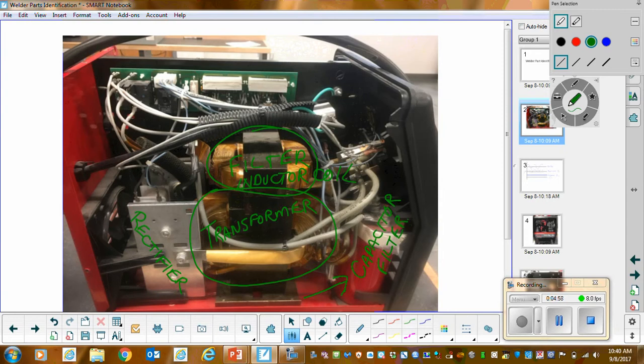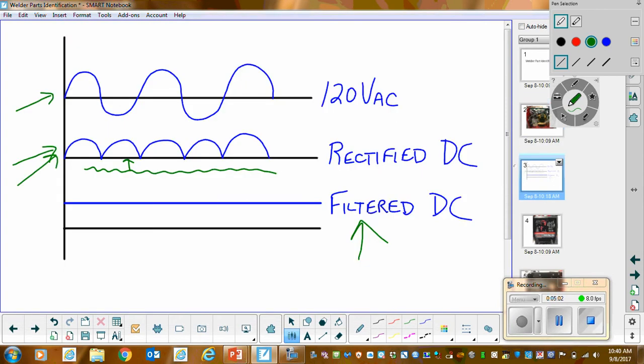Once it's filtered, then again, we go back to this other slide, we now have this nice looking, straight, clean, DC filtered waveform, and that's what comes out the end of your gun or the end of your rod, depending on what kind of unit you're using.